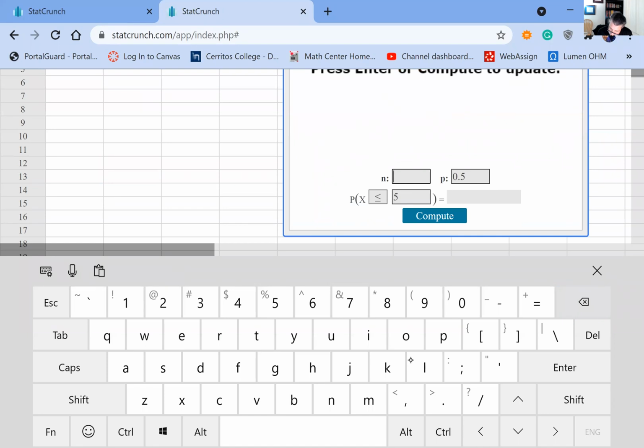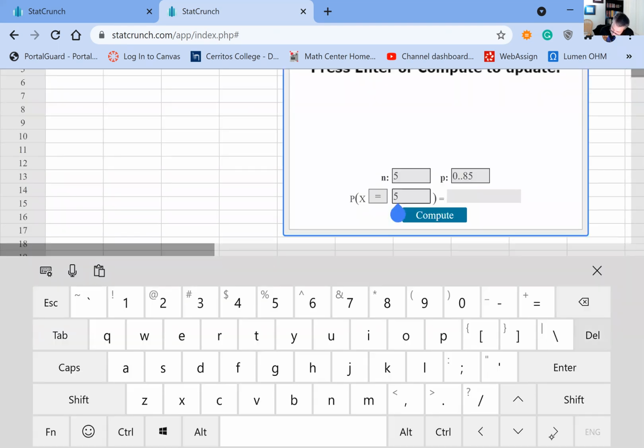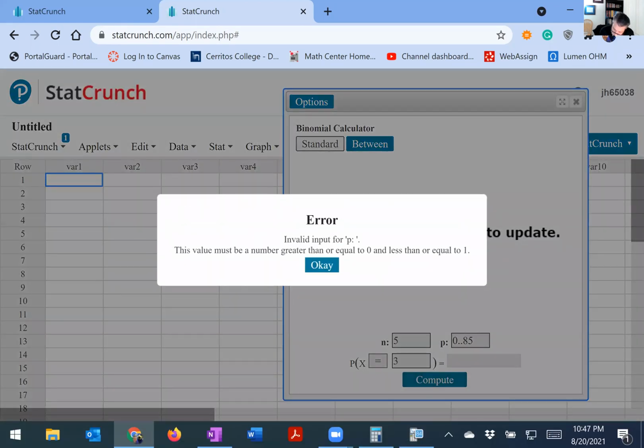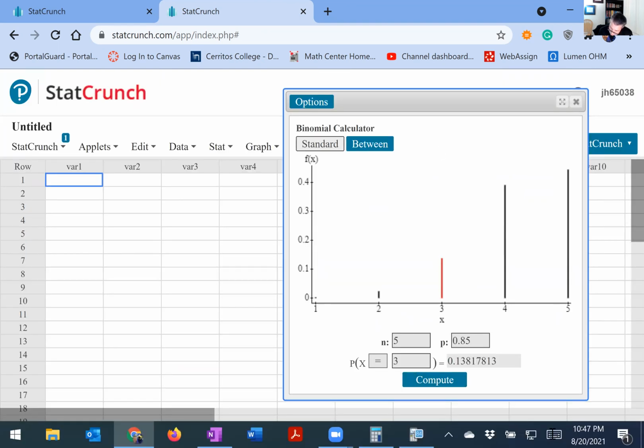I want n to be 5. And what's the probability of success? That's 0.85. And what do you want here? I want x to be equal to 3. So I'm going to hit that symbol, and then I go equals 3. So I need to arrow over to 3. And I'm going to hit compute. Oh, why do they not like that? Oh, there's 2 decimals. That's why. Okay, compute. Boom. And we get, again, our 0.138.